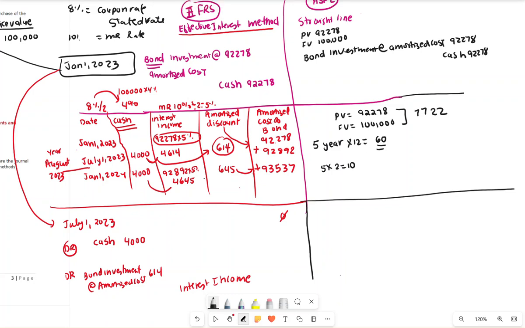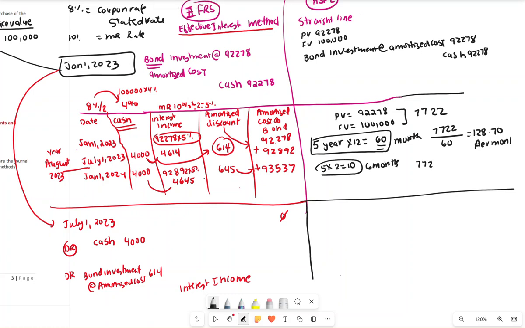So if I wanted to do it in months, 7722 divided by 60, I'm amortizing 129 of my discount per month. If I do it this way, it will be for the 6 months. I'm going to show you how the answer is going to come up the same, divided by 10. That will be 7722 divided by 10 gives me 772.2. I'm going to omit the 0. So this will be the amortization for the 6 months.